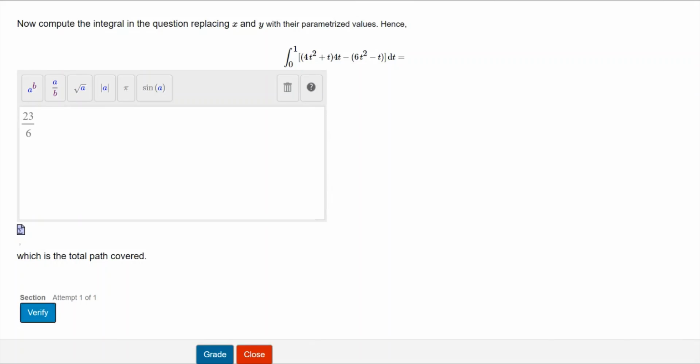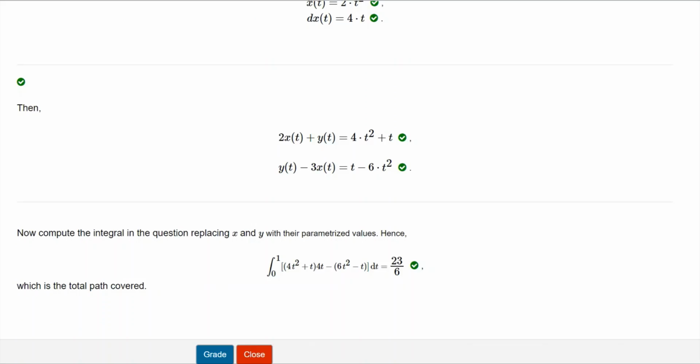23/6. Okay, so I have done my computations correctly.